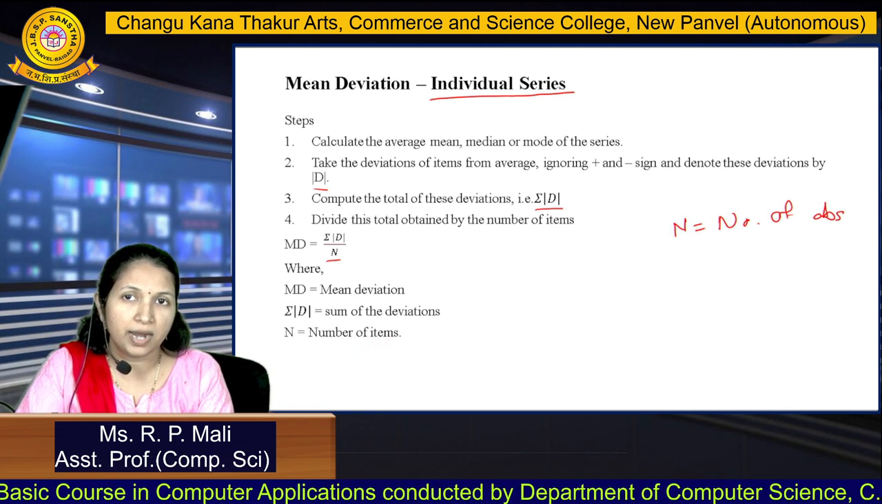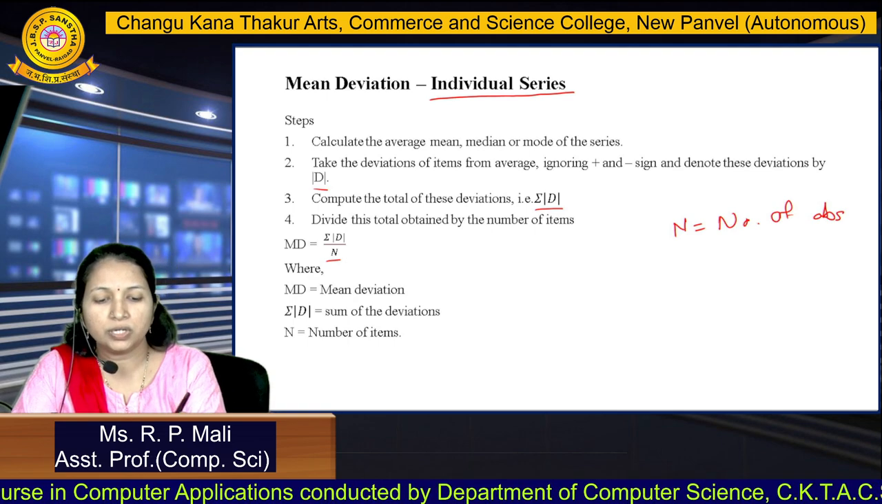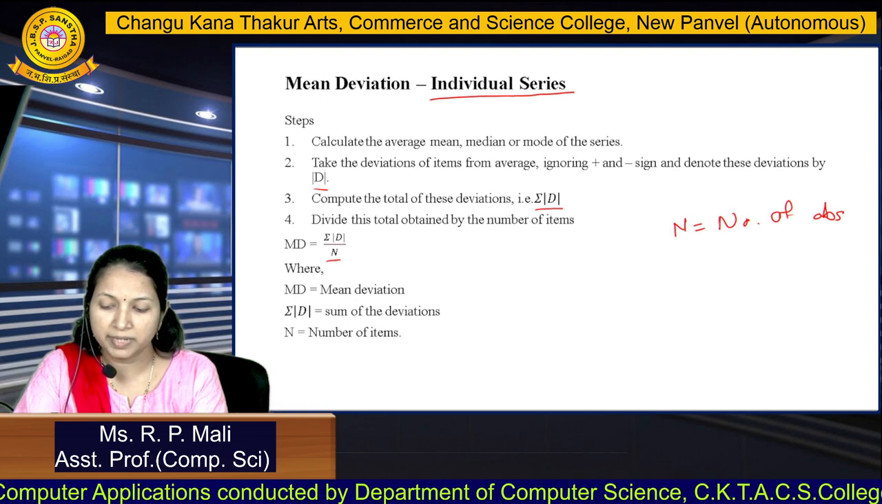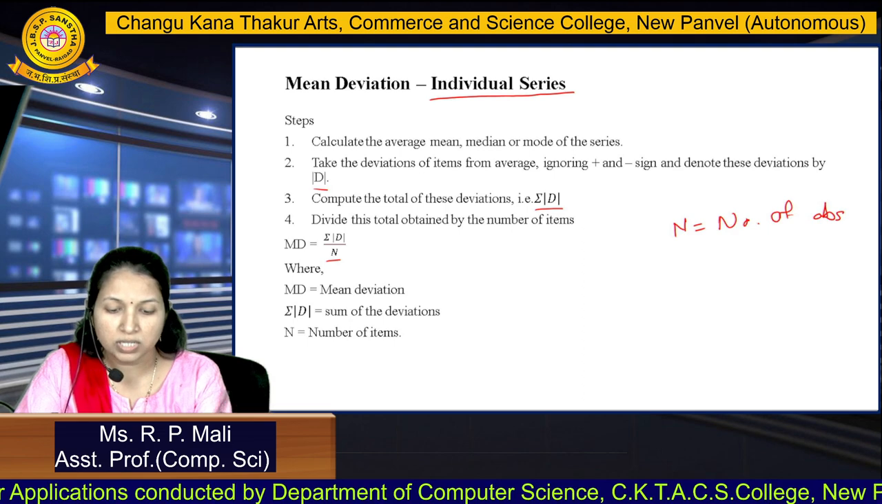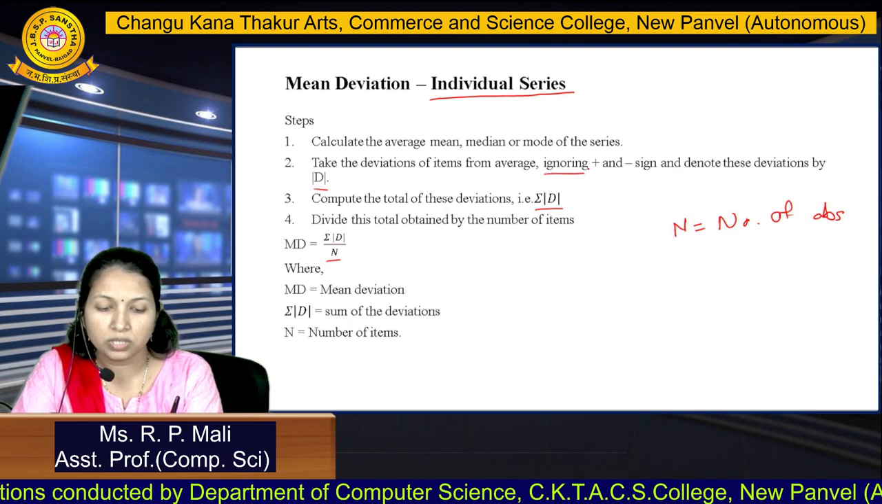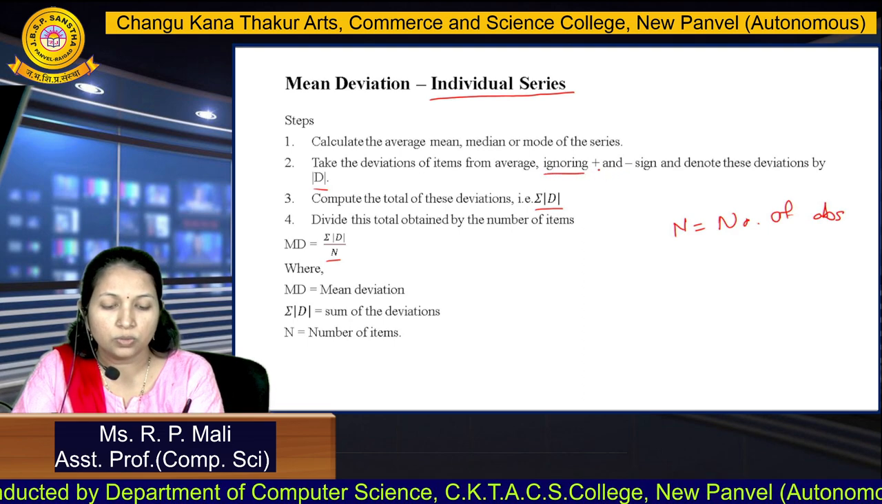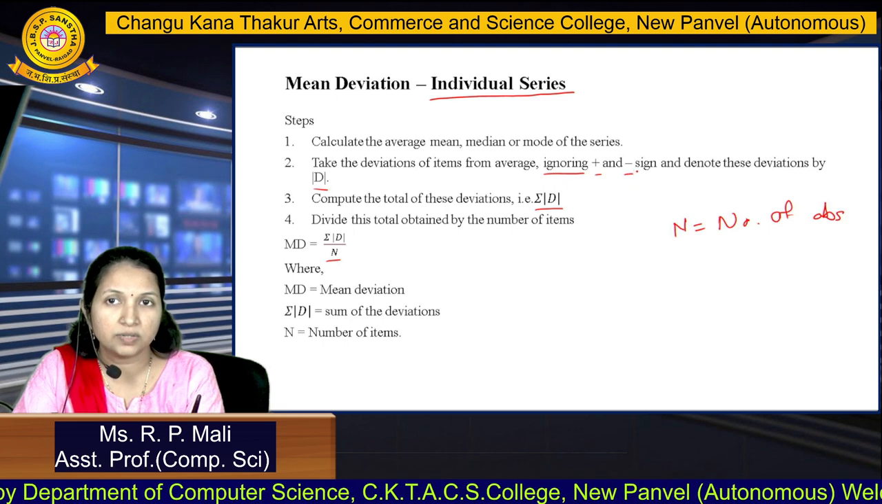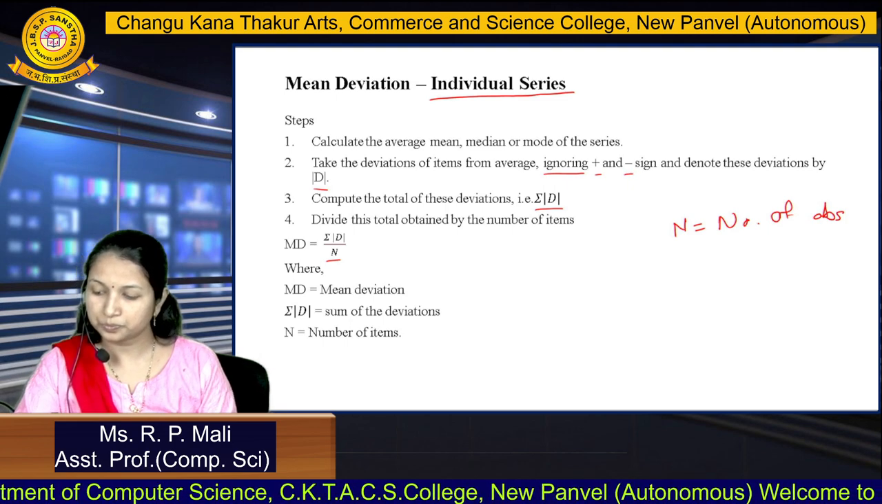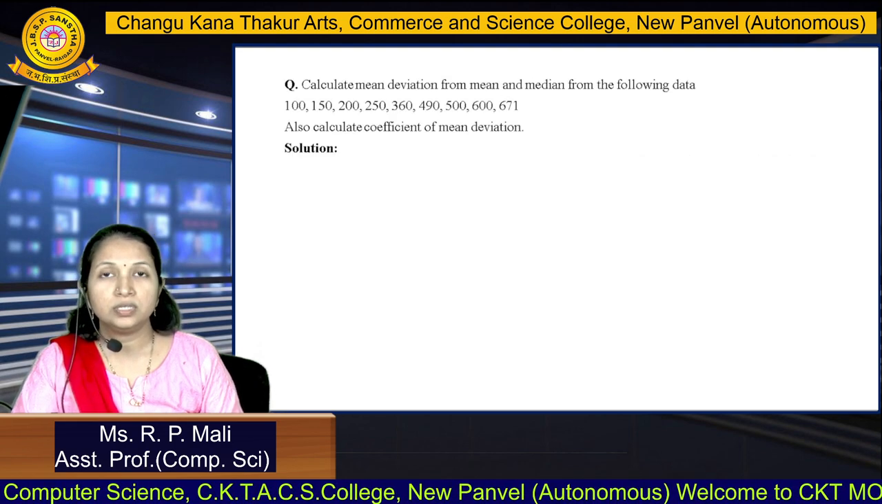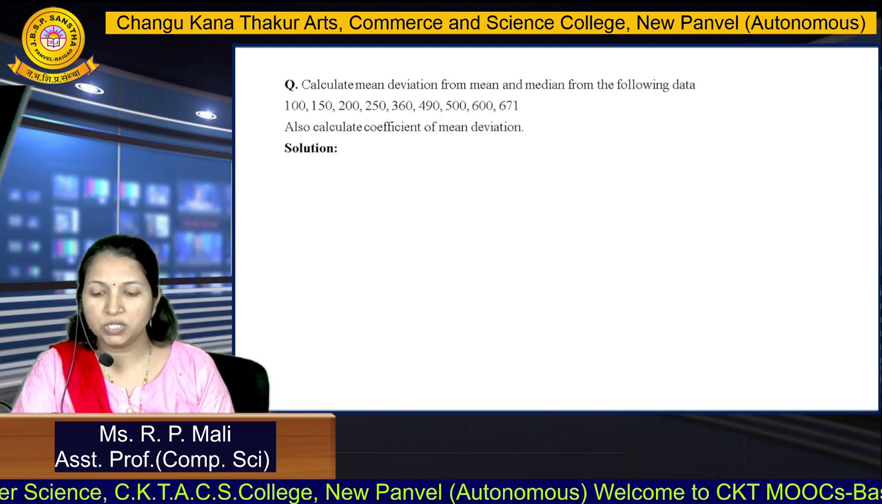Deviation means we are going to subtract the value from the mean, mode, or median. We are going to ignore the signs, which means we are going to consider only the positives. So this is one example for an individual series.